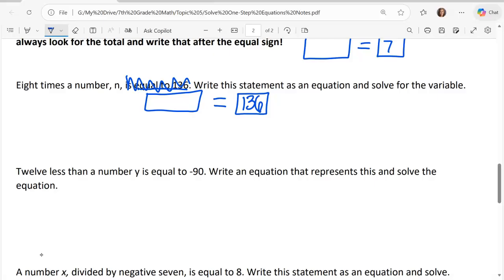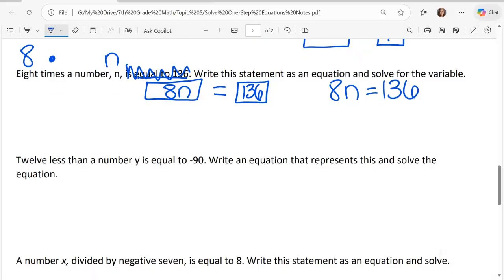So it says 8 times a number n. Sometimes it's helpful to write what you hear. 8 times n. Well, how do we write 8 times the variable? We squish them together like that, 8n. So our equation then is 8n equals 136. And then we'll come back to solving that later.